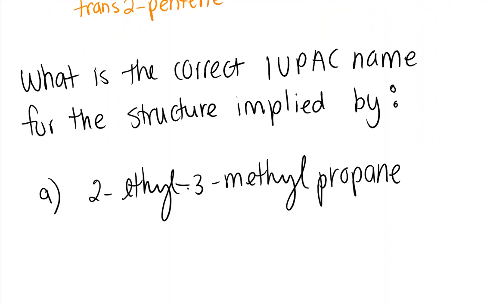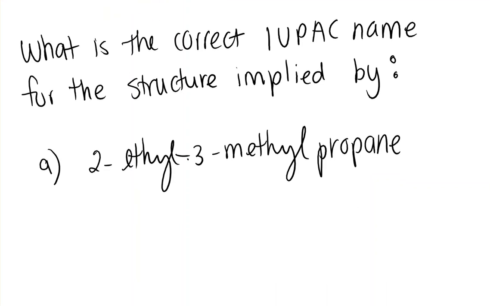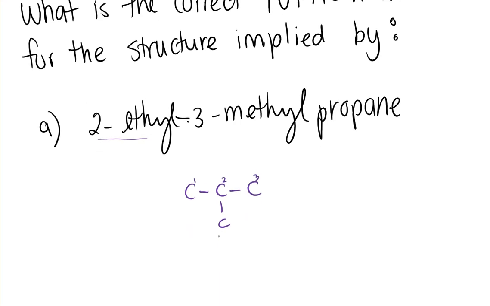What it is, I'm giving you a name, but it's not the correct name. It's not the official IUPAC name. But it's okay because I can draw this structure. It implies a structure. So first I'm going to draw the implied structure. I'll start with the last name, and I'm just going to draw the carbons. Propane is 3 carbons, and I'll pretend that it's numbered this way just to make it easy. On the second carbon, I'm going to put an ethyl. And on the third carbon, I'm going to put a methyl.